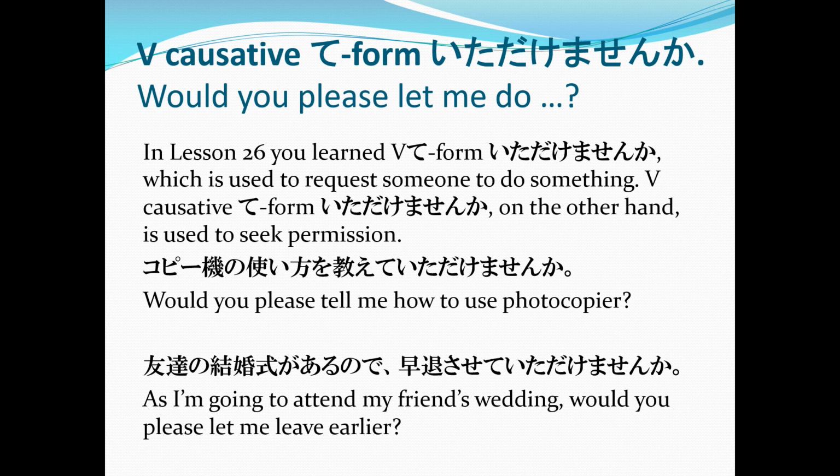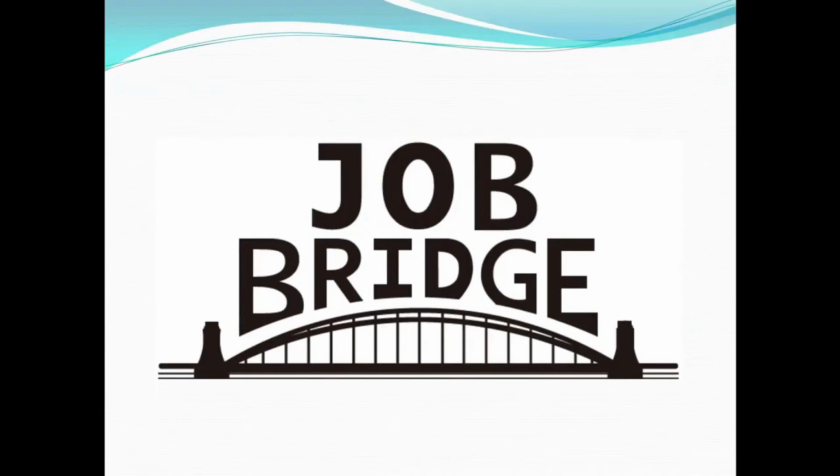Again, in this example, you are not requesting that they let you home early. You are asking permission if they could let you leave or go home early. You see the difference, everyone? Like in the verb te form itadakemasen ka, you are asking already for a certain action, but with this one, you're still asking for permission to do the certain verb. Wakarimashita, minasan? Wakatta ne?